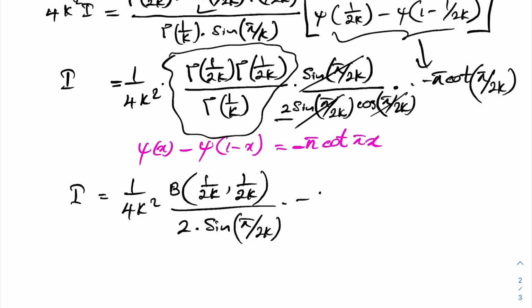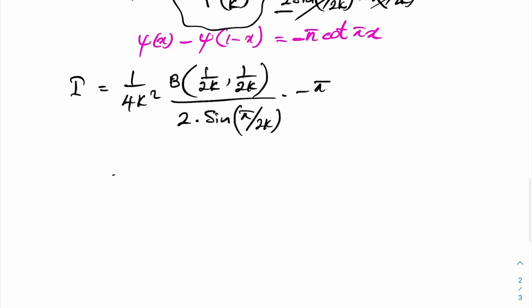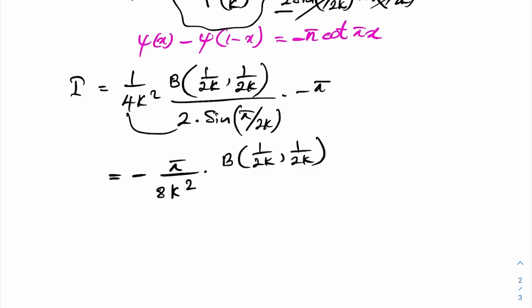Here we have minus pi. So now we can rearrange this like minus pi over 4 times 2, we know 8 times k square times beta of 1 over 2 times k comma 1 over 2 times k over sine of pi over 2 times k. Okay, this is the generalized answer.